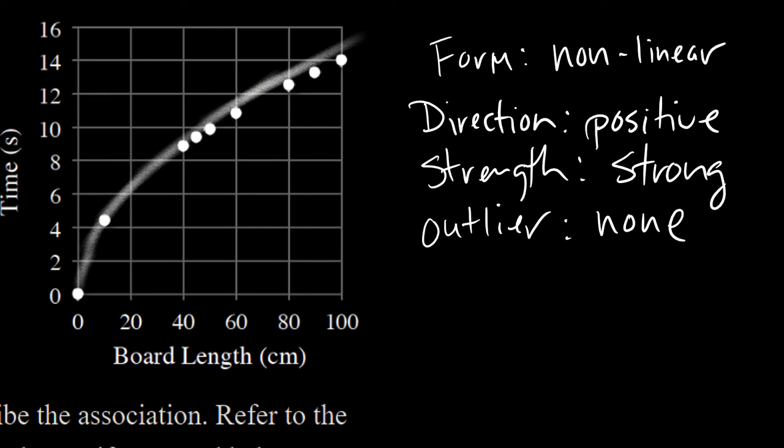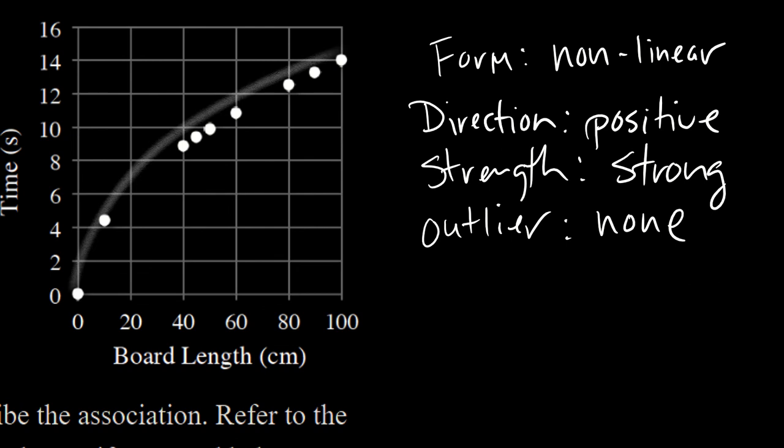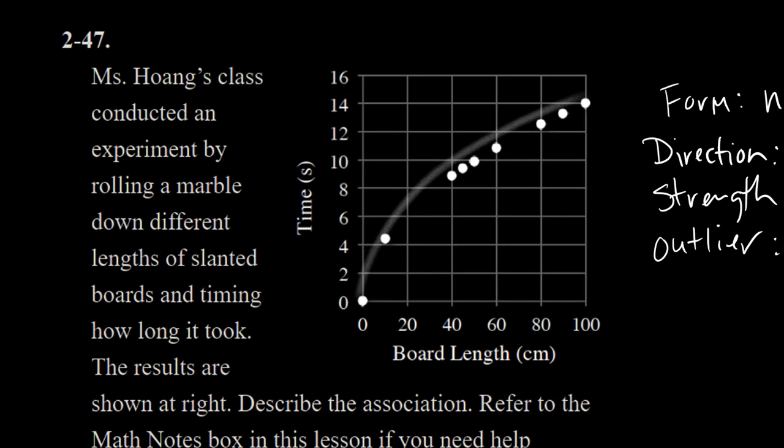But if you wrote down linear, maybe you wrote down linear and you said that these were outliers, right? If that's what you think, that's okay. But I'm saying it's not linear. Direction is definitely positive, right? In general, I can see it's increasing. It's strong because most of the points live right along this line of fit. They're not going all over the place. And I would say that there's no outliers. So that's what we're looking for there.